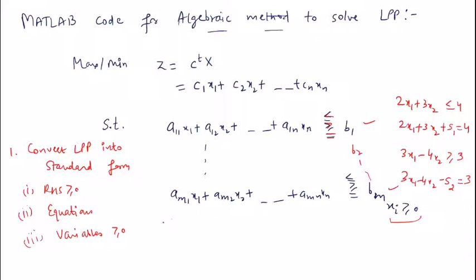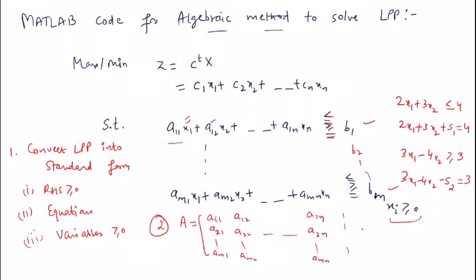So what we do basically in algebraic method, we first write the coefficient matrix. The first column of the coefficient matrix is the column vector of x1, which is a11, a21, up to am1. The second column is the coefficient vector of x2, so here it will be a12, a22 and am2. So it's very easy to write the coefficient matrix, up to a1n, a2n and amn, and more columns will be there because this is the original coefficient matrix.